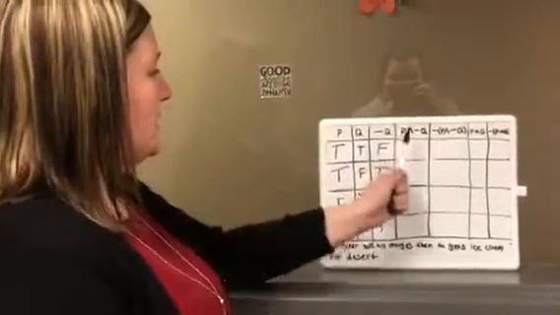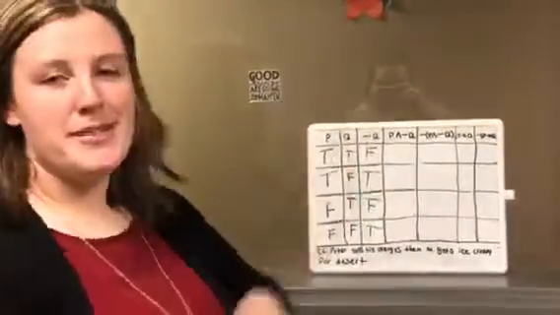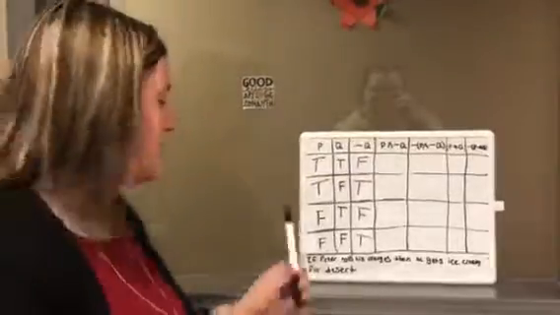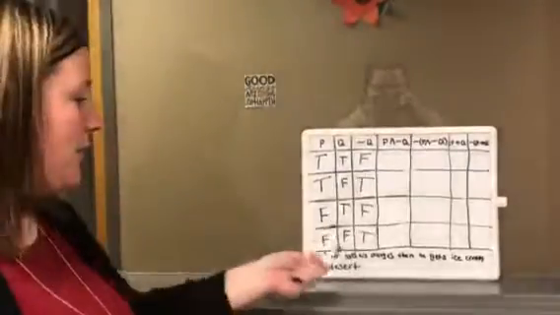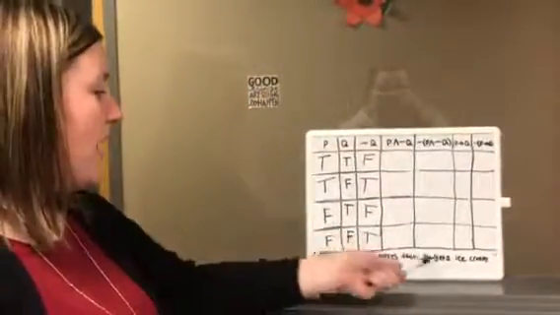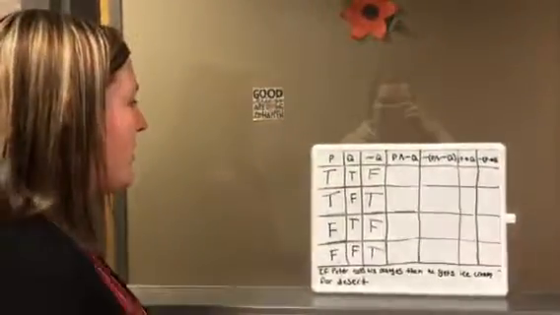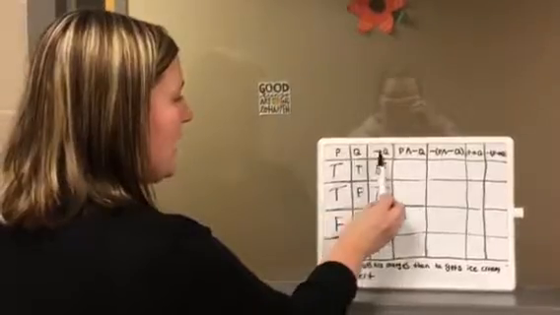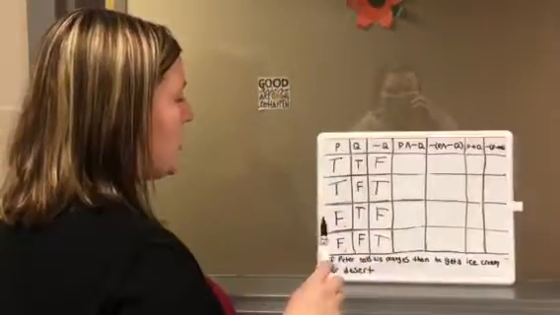So now we want to find P and the opposite of Q. In order to do this, we're going to use a little scenario. If Peter eats his oranges, then he gets ice cream for dessert. And so we're going to work with that. So we're going to look at P and the opposite of Q.